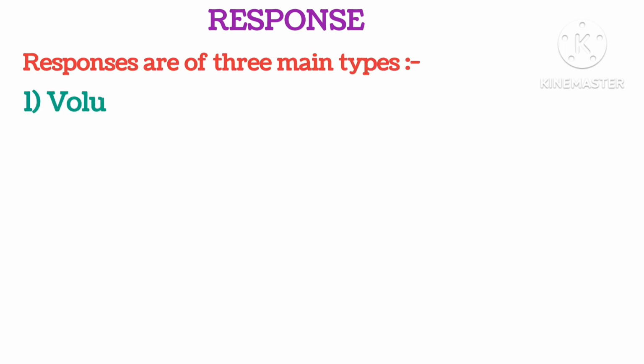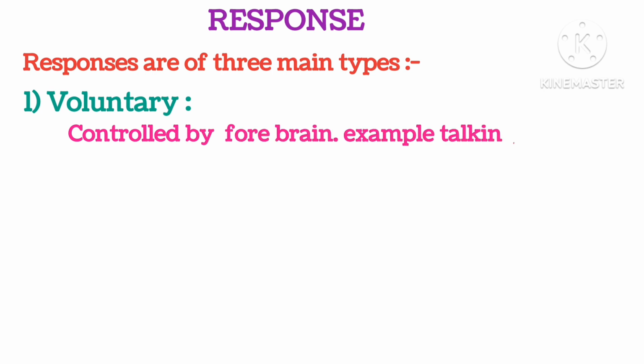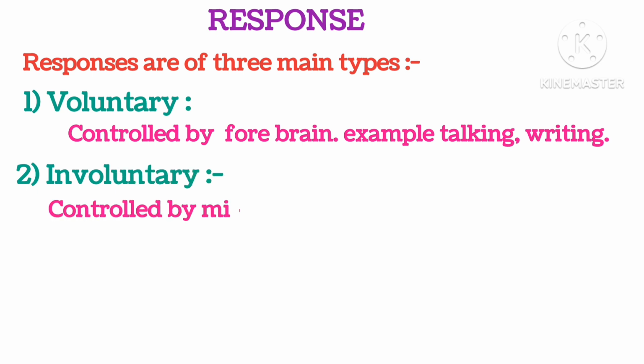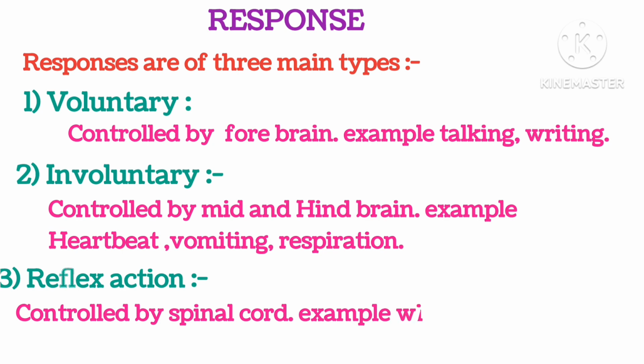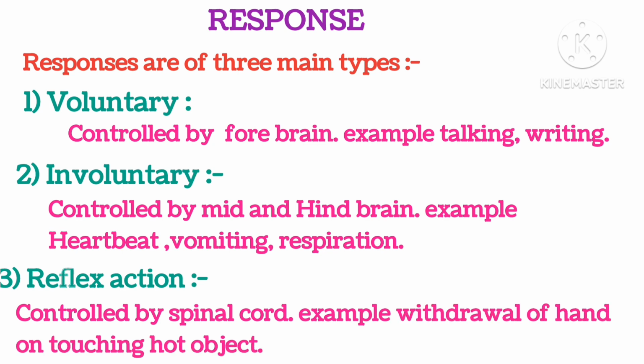Now responses are of three main types: voluntary, which is controlled by the forebrain, like talking and writing; involuntary responses, which are controlled by mid or hindbrain, example heartbeat, vomiting, respiration; and reflex action, which is controlled by spinal cord, example withdrawal of hand on touching hot objects.